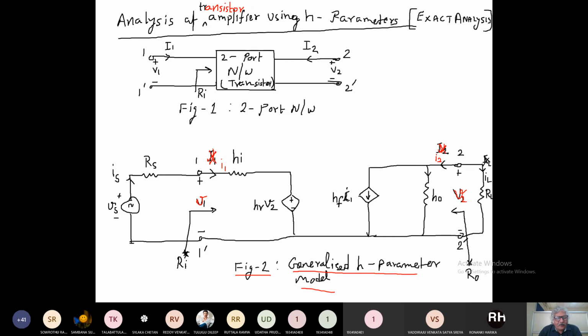Now there is another type of analysis which is called approximate analysis, right? In approximate analysis, in place of using 4 H parameters, we use only 2 H parameters.